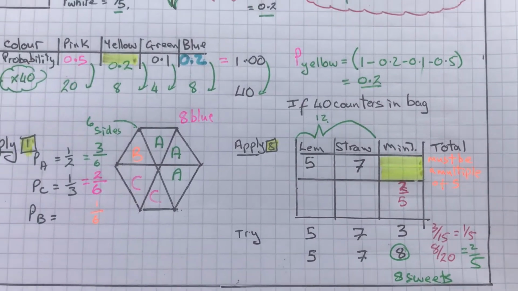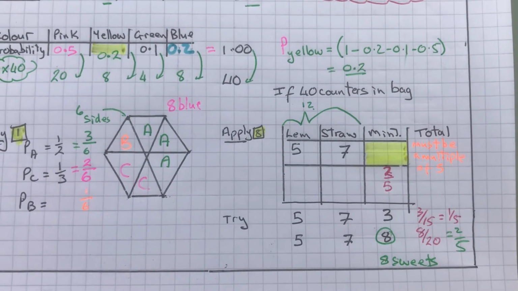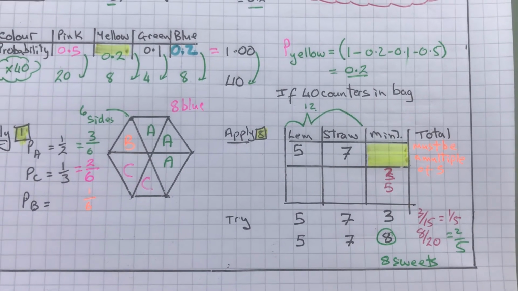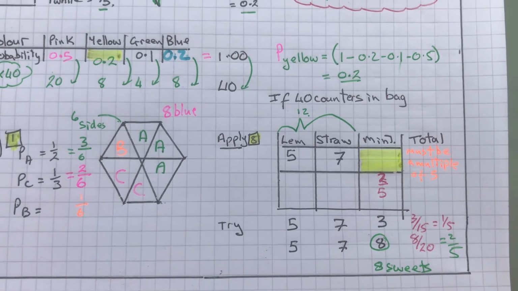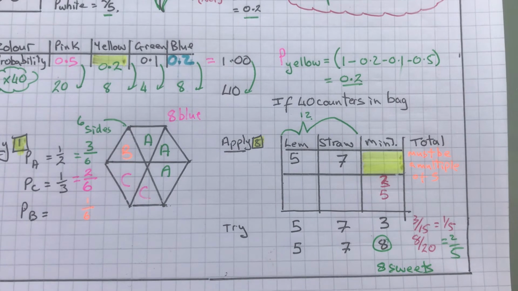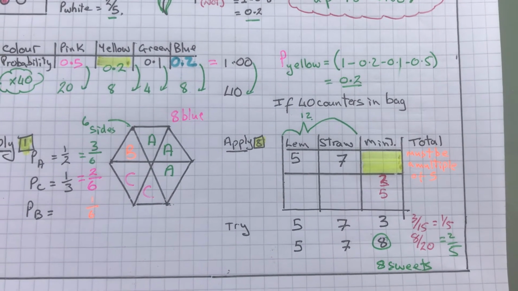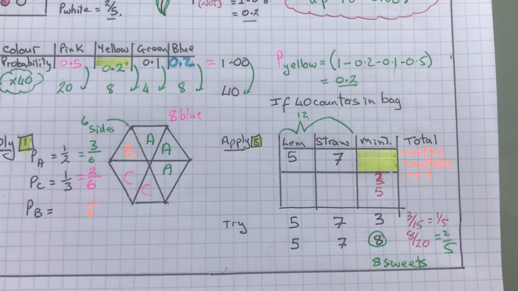And if I'm looking at the next one, apply 5. This time I've put the data in a table. There are 5 lemon sweets, 7 strawberry sweets. They don't tell me how many mint sweets there are, but the chance of choosing a mint sweet is 2 out of 5. So how many mint sweets are there?